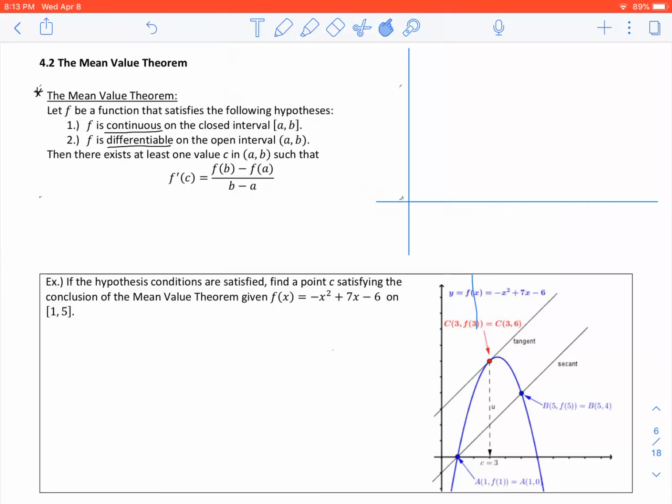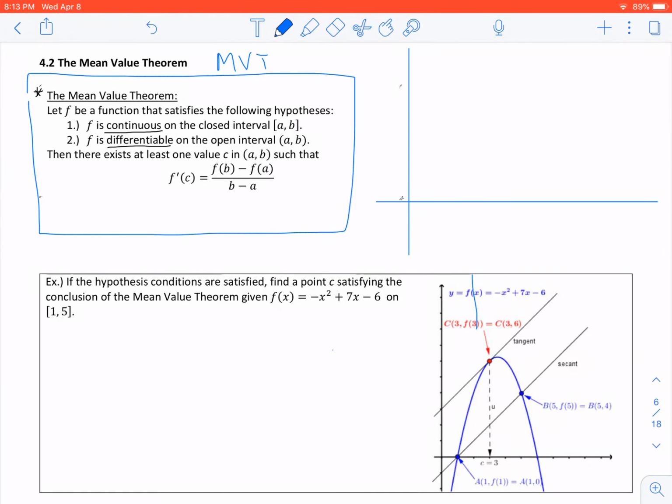This is section 4.2, the mean value theorem. We can also call it MVT. The mean value theorem, let's put a box around this and star it, says let f be a function that satisfies the following hypotheses.